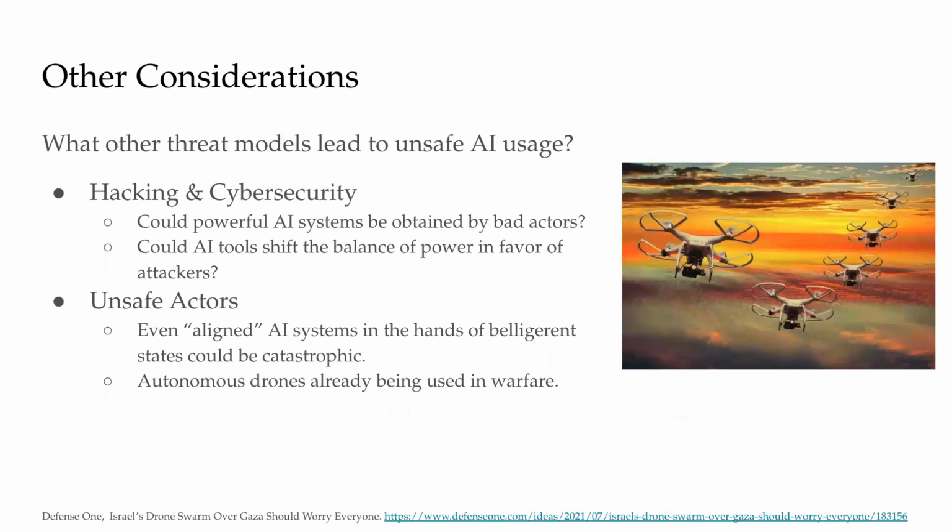Other considerations. I'm out of the AI alignment topic now. We're out of value alignment, and now we're just back into AI safety. How do we keep things safe? Kind of limited on time, so I'll just say hacking and cybersecurity could be issues. Not only could AI systems be obtained by bad actors due to insufficient cybersecurity, but AI tools for hacking could shift the balance of power in favor of attackers if it means that these attackers can quickly deploy hundreds of attacks.